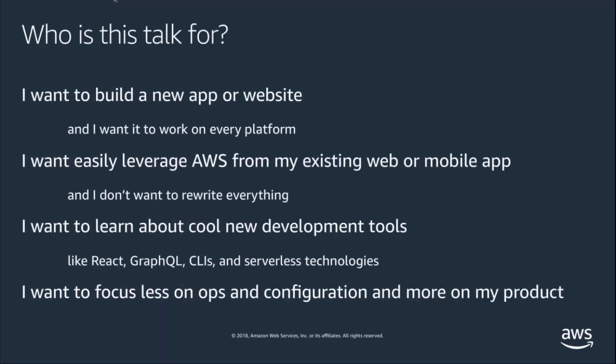So first, who is this talk for? It might be relevant for you if you've said any of the following things: that you want to build a new app or website and you want it to work on every platform. You want to easily leverage AWS from an existing web or mobile app and you don't want to rewrite everything. If you want to learn about new cool development tools like React and GraphQL, cool new CLIs and serverless technologies. And if you want to focus less on ops and configuration and more on your product. So throughout this talk, we're going to talk about all these different things.